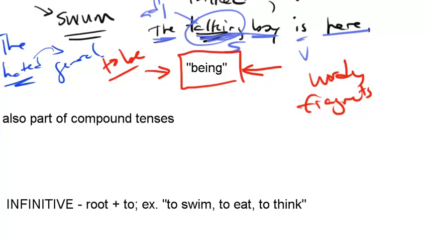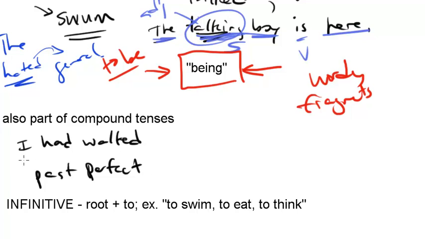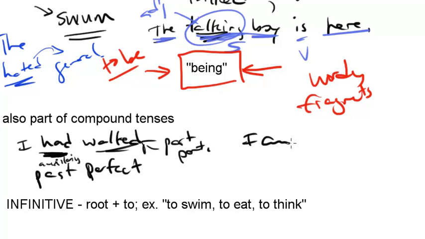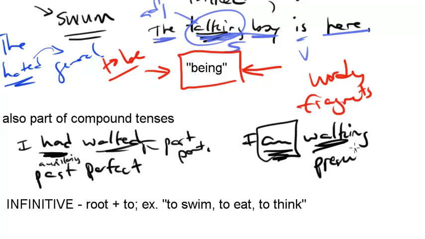And as I mentioned in the tenses video, you'll also see present and past participles in compound tenses. So for example, I had walked. This is the past perfect. If you don't remember the tenses, go check out the tense video I made. So I had walked. Here is our auxiliary or helping verb that goes with past perfect, and here is our past participle. I am walking. This would be present continuous or present progressive. Again, helping verb, auxiliary verb, and here's our present participle.